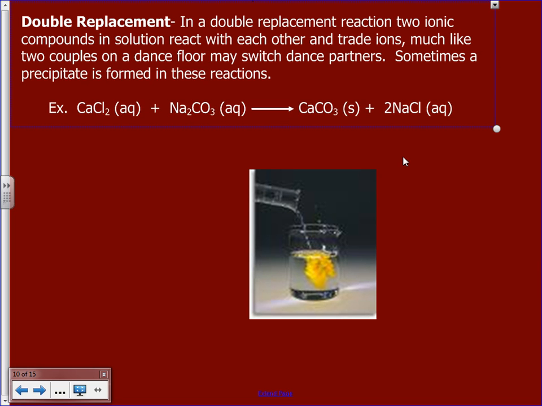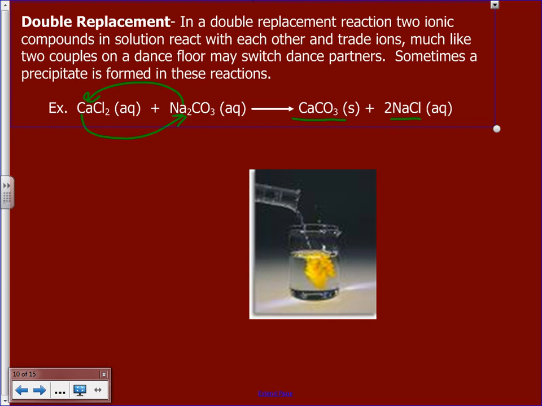So in this reaction here, we've got calcium chloride, aqueous, so dissolved in water, reacting with sodium carbonate, also dissolved in water. And you can see here that the metals have changed places with each other. Calcium is now with carbonate, sodium is now with chlorine. We have two new partnerships on the other side.